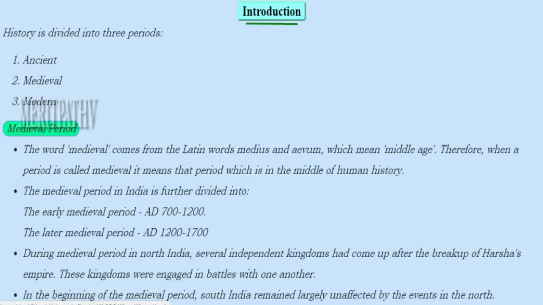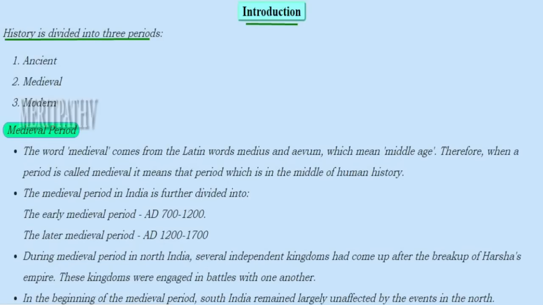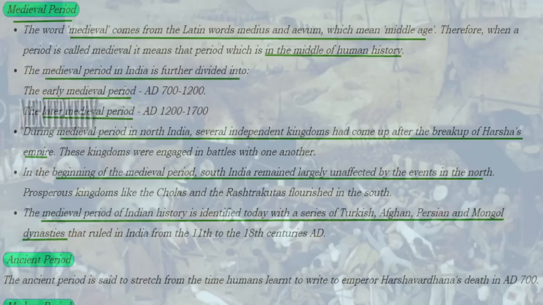So let's learn about a new chapter called When, Where and How, that is the medieval period in India. History is divided into three periods, which are known as ancient, medieval and modern period. So let's study in detail about these three periods.